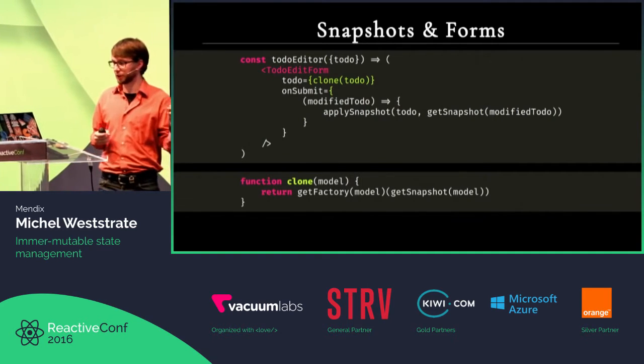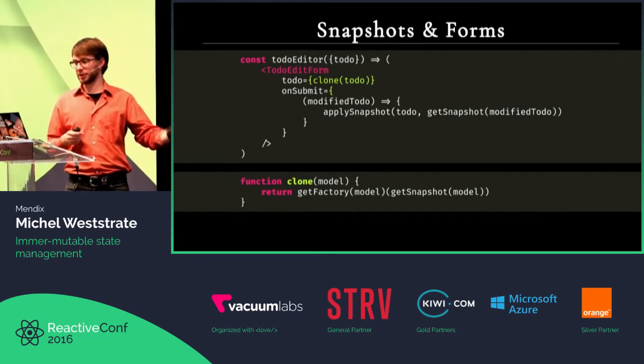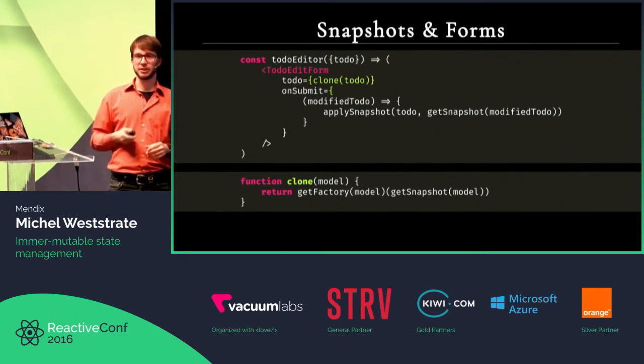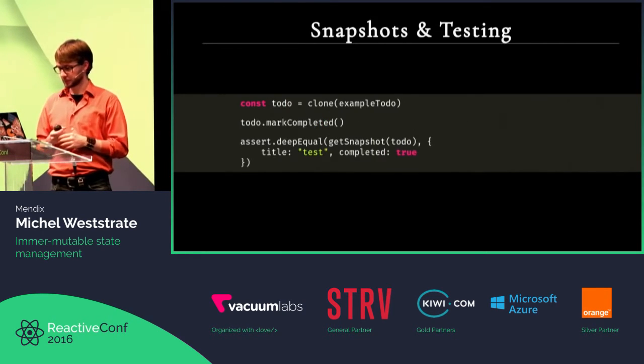And by the way, clone is a built-in function, but it just takes the factory of the model and invokes it with the snapshot of the model. And then you get a completely fresh instance in exactly the same state.